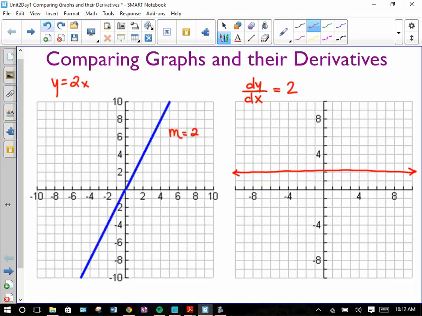So let's come up with a conclusion real quick. We have a linear line with a constant slope. What's the derivative of the graph always going to look like? Well, you have a constant function, a constant horizontal line.